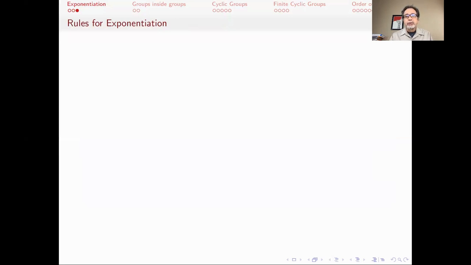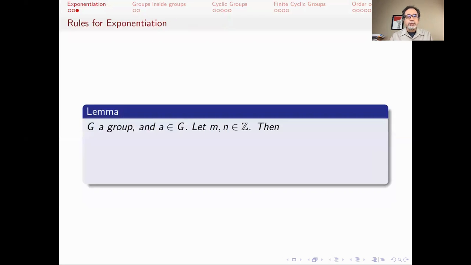Exponentiation follows some familiar rules. If A is an element of a group and you have two integers, positive, negative, or 0, then A to the m times A to the n is A to the m plus n. This is obvious if m and n are both positive. A to the m is m A's and A to the n is n A's. And so if you put them together, you get m plus n A's.